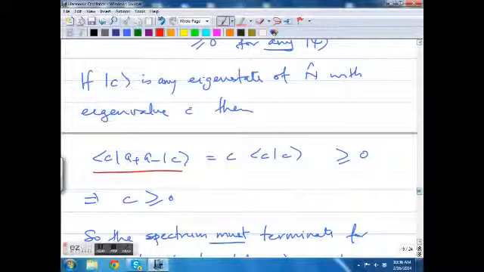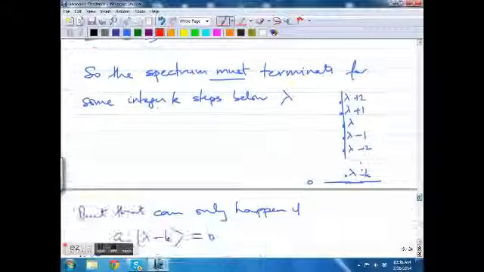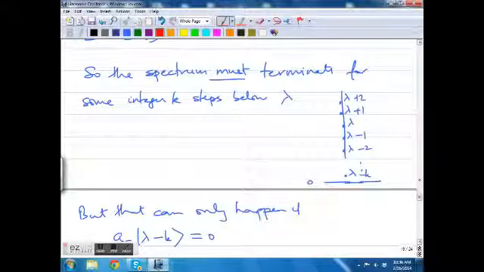So the result of this is that one cannot keep going down the ladder forever, because no matter what value of lambda you started with, if you acted enough times with a minus, you will end up with a negative number. And what we've just learned is that n, the number operator, simply cannot have negative eigenvalues. So the spectrum of the number operator must terminate for some number of integer steps below lambda. Basically, you're only allowed to take as many steps that you still end up above 0.